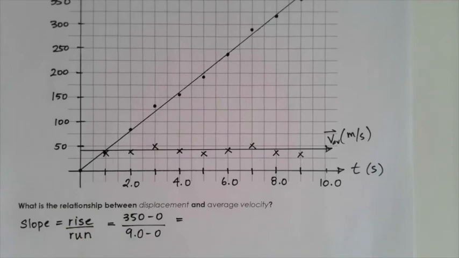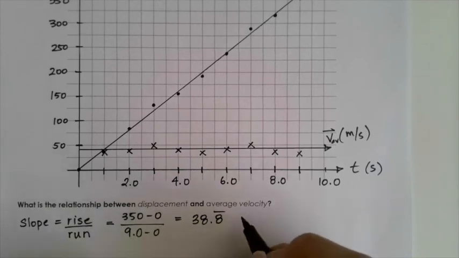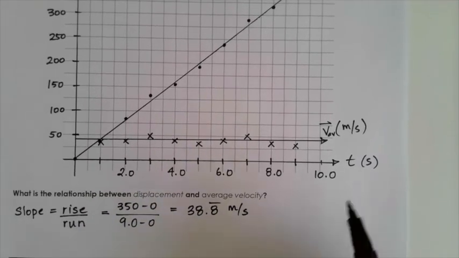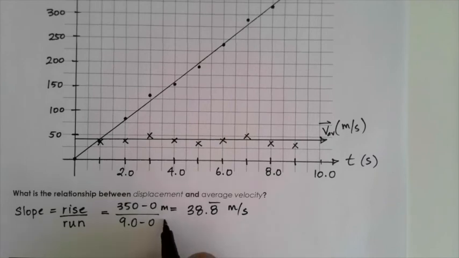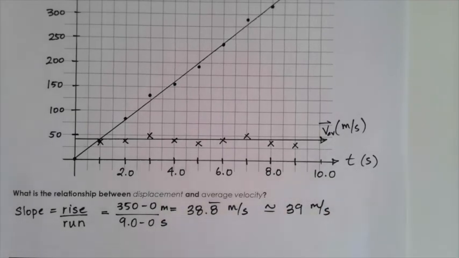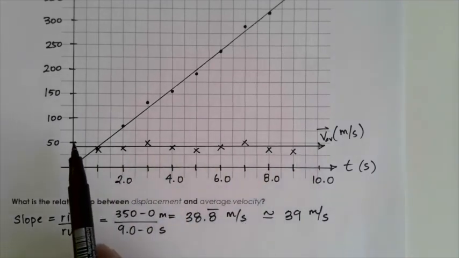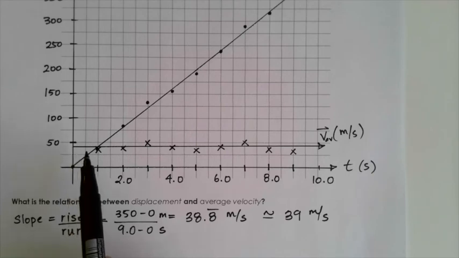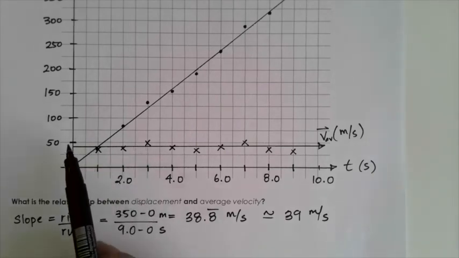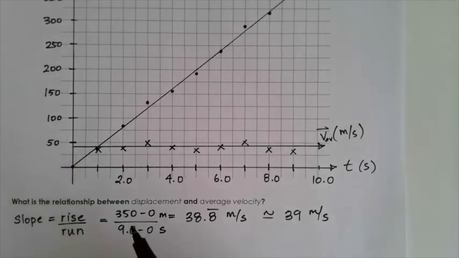If you calculate this, you get 38.8 repeating meters per second. Those are the units because we had meters in the numerator and seconds in the denominator. So this is approximately, let's just call it 39 meters per second, which is roughly what our average velocity line of best fit shows as well. If this is 50, where maybe my line's a little bit higher than it should be, but if that's 25 and that's 50, then we're pretty close. We're somewhere around 40 meters per second.